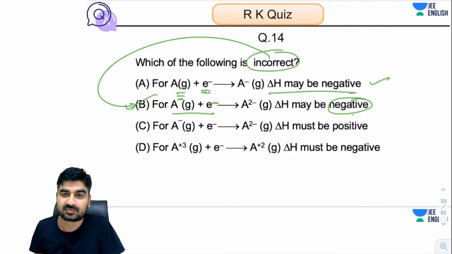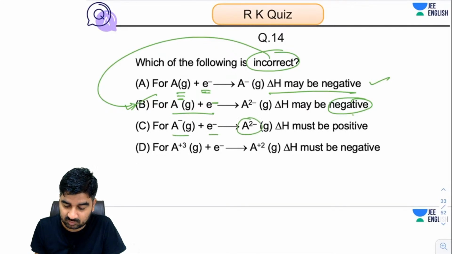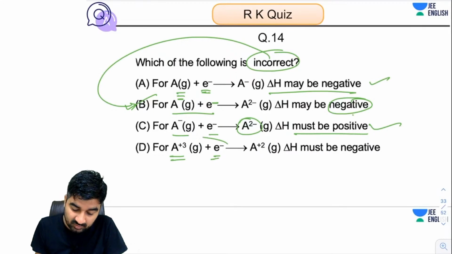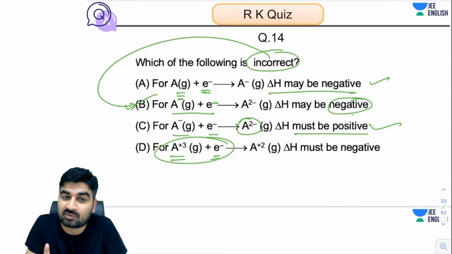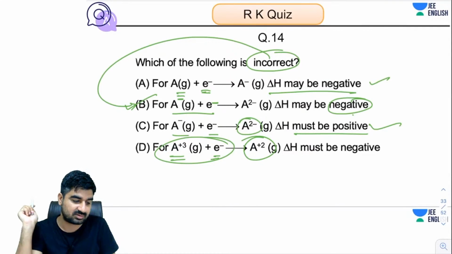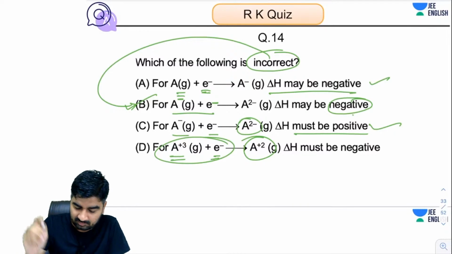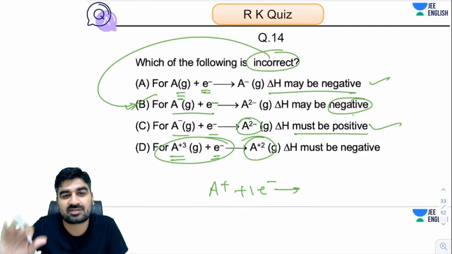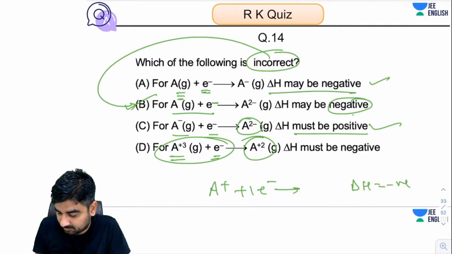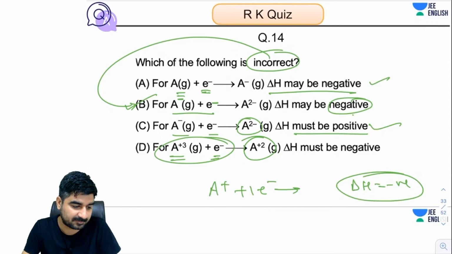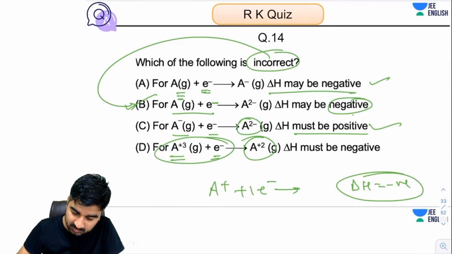Yes, it's B. Here it says negative, negative, 2 negative, positive. It is correct. Here it says 3 plus. So whenever there is attraction between positive and negative, always keep in mind, energy will always be released. Whenever I say something like this, by closing your eyes, you can say, sir, energy will be released. So delta H will be negative. Right? Yes. So let's move.